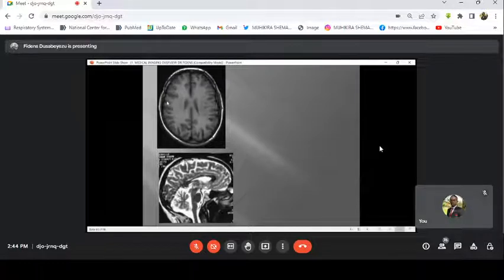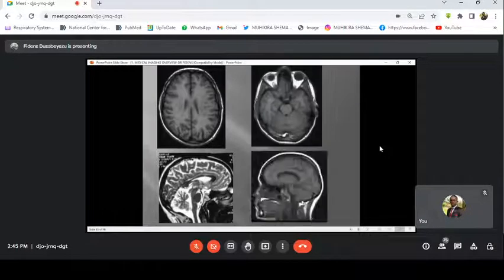Anatomy is far better than on CT scan. This one is another sequence, so it is better for a small lesion than this. This is another sagittal T1 where you can recognize the ventricles. Any small lesion you can detect on MRI better than CT scan or other modalities. Okay.